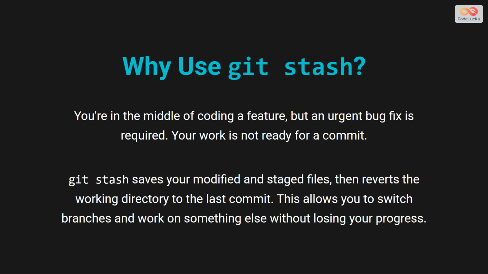Imagine you are in the middle of working on a new feature, but an urgent request comes in to fix a bug on a different branch. Your current work is not yet ready to be committed. This is the perfect scenario for using Git Stash. It lets you save your changes, cleans your working directory, and allows you to safely switch to another task.